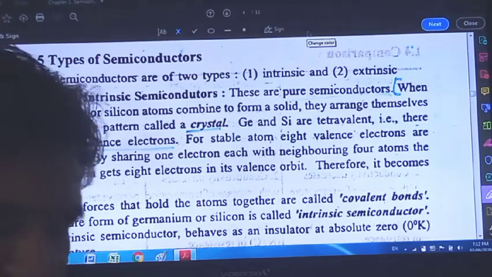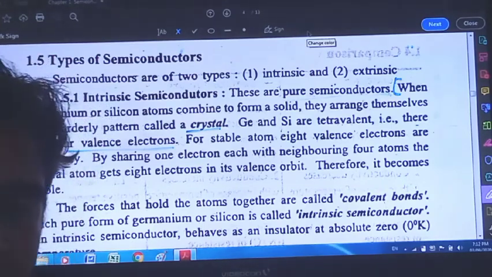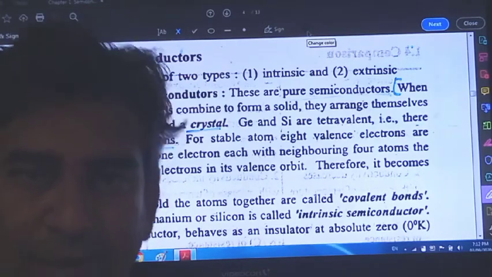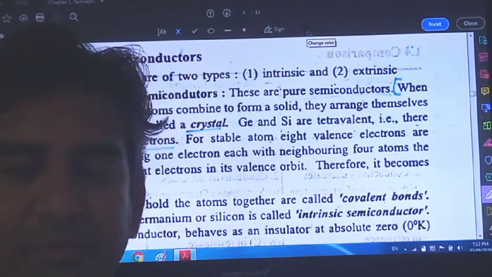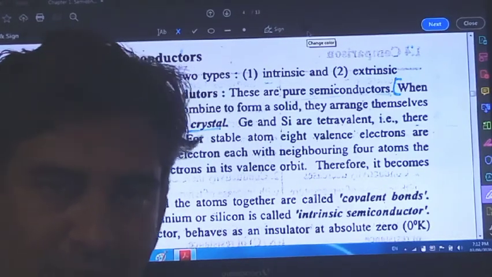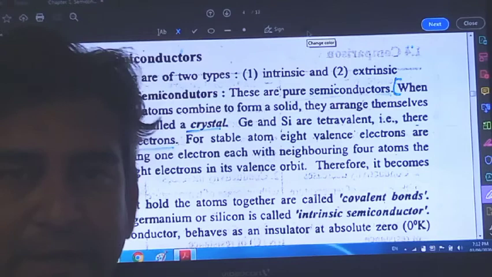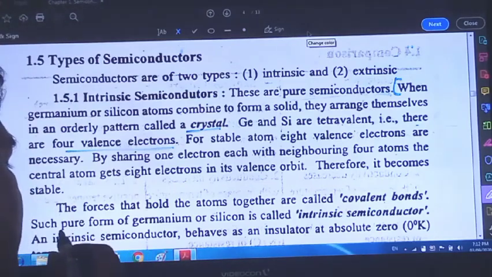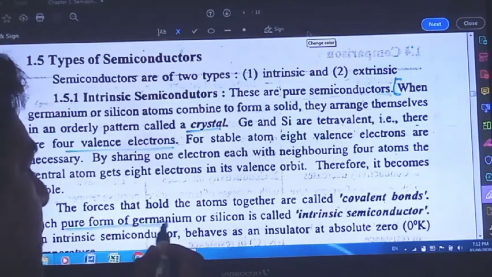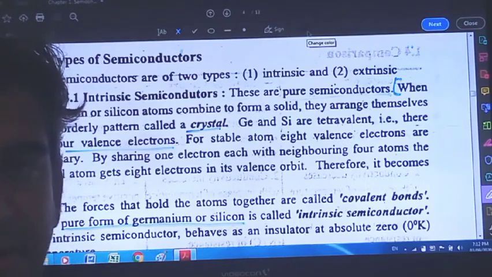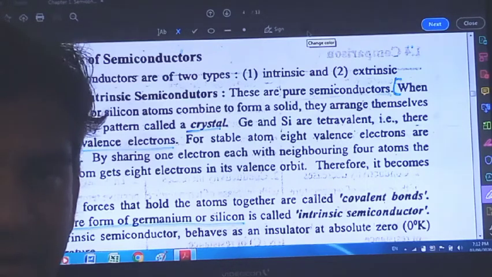The force that holds the atoms together in this formation is nothing but a covalent bond. The pure form of germanium or silicon is called an intrinsic semiconductor. It is important. It is one simple definition.